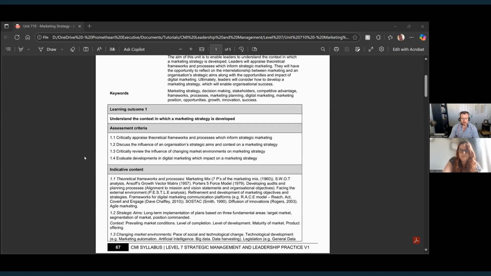I'll briefly go through the questions and highlight some things to consider to help you make sure that your answers are efficient and on point as much as we can get them. 1.1 then is to critically appraise theoretical frameworks and processes which inform strategic marketing. There are three rules that I like to encourage people to apply to their academic work to help. The first is to make definitions of any key terms. The second is to make sure we've met the command verb. And the third is the less is more principle, which is only to use as many different arguments, theories, examples as we need to answer the question, no more than that. Otherwise, word count becomes a thing.